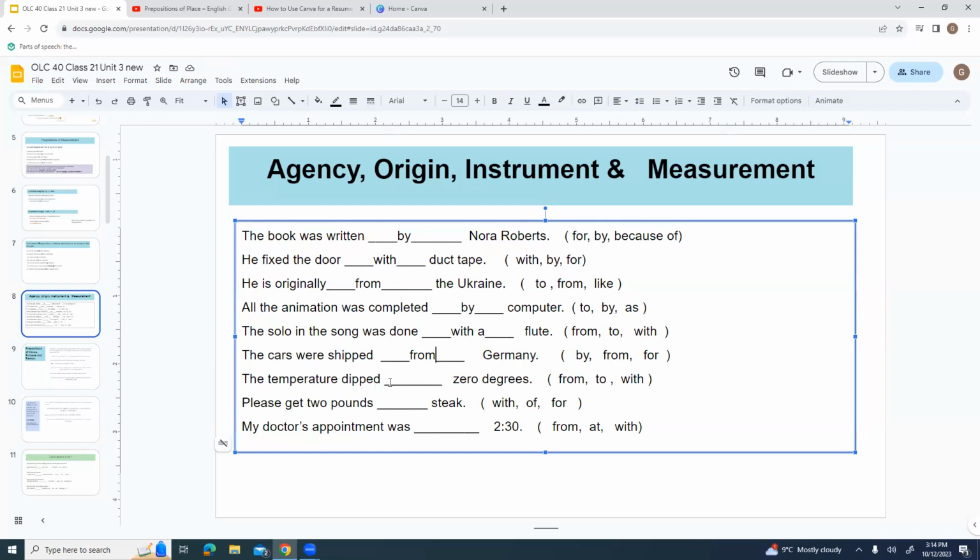The temperature dipped blank 0 degrees: from 0 degrees, to 0 degrees, or with 0 degrees. I'm going to say to there, although from might make sense too. Please get 2 pounds with steak, of steak, or for steak. This is definitely of. My doctor's appointment was from 2:30, at 2:30, or with 2:30, definitely at.